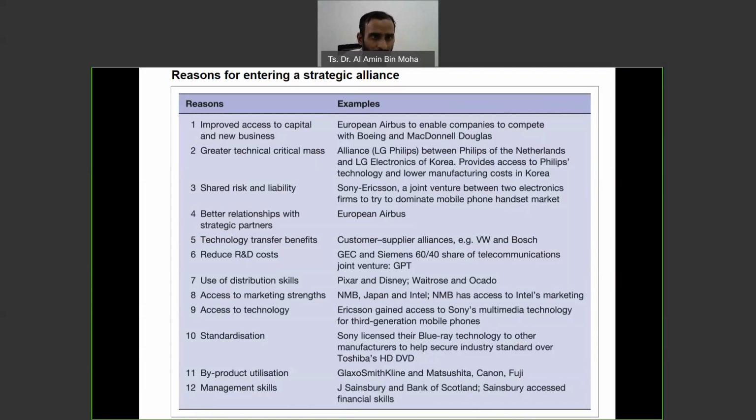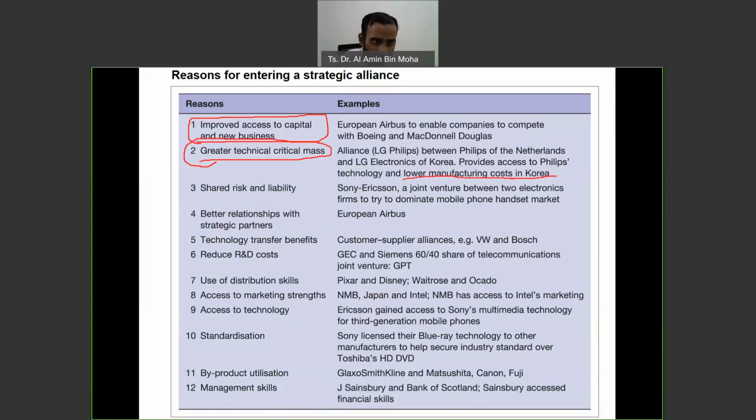Reasons to improve access to capital and new business. So one of the reasons can be to improve access to capital, and also new business. For example, European Airbus, to enable companies to compete with Boeing and McDonnell-Douglas. Greater technical critical mass. There is an example here: the alliance LG Philips between Philips of the Netherlands and LG Electronics of Korea, to provide access to Philips technology and lower the manufacturing cost in Korea. So they're able to lower the manufacturing cost.